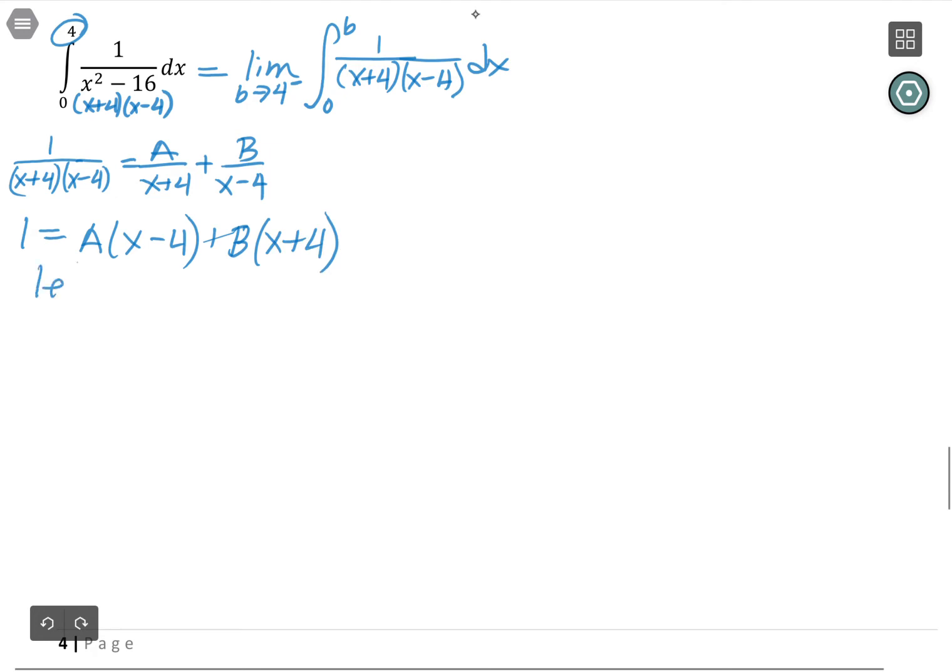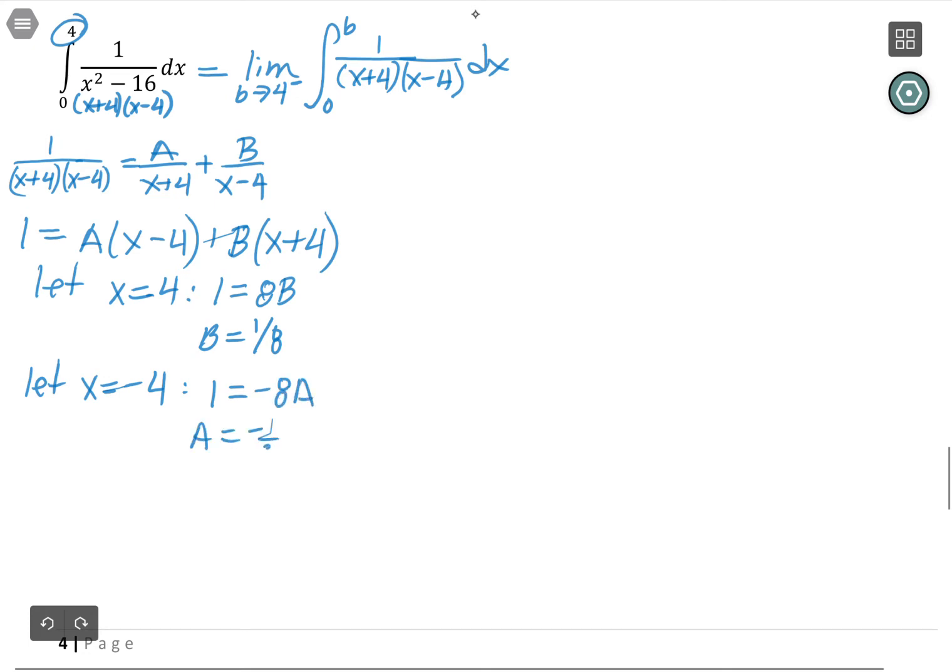And if I let x equal 4, I get 1 equal to 8b. So b is 1/8. And if I let x equal negative 4, I get 1 equal to negative 8a. So a is negative 1/8.